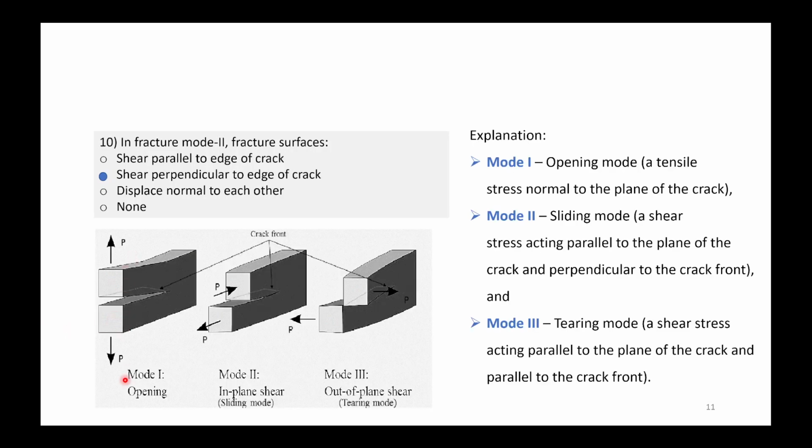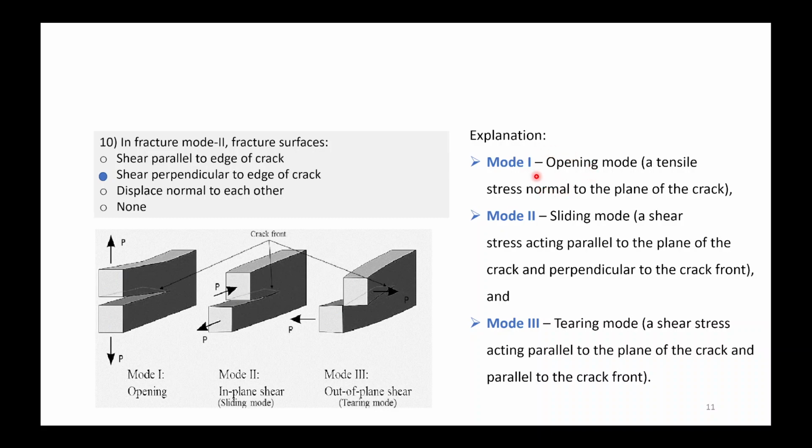So in first one it is opening mode. In this case your tensile type of loading will be there corresponding to your crack. And in second one there will be sliding mode, third is tearing mode. So in this case your shear will be in plane, in this one it will be out of plane. Now these are the relations with this your edge of crack.